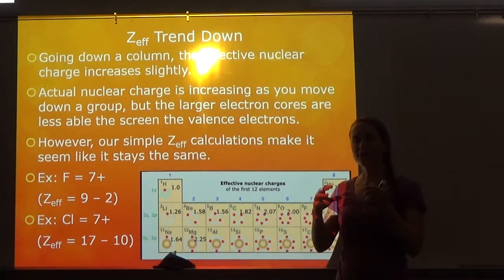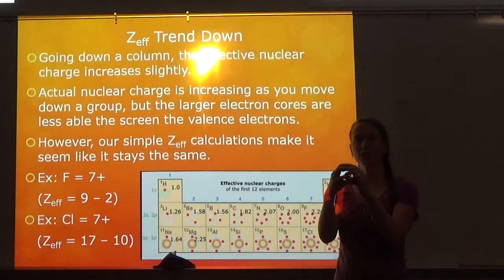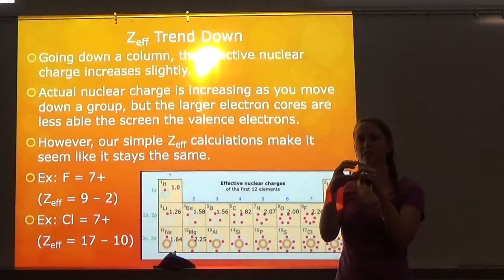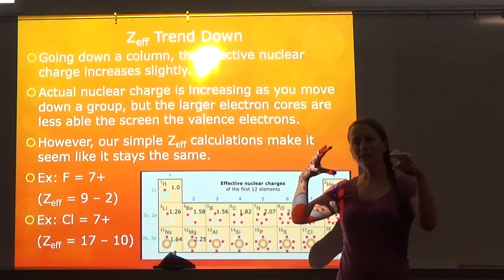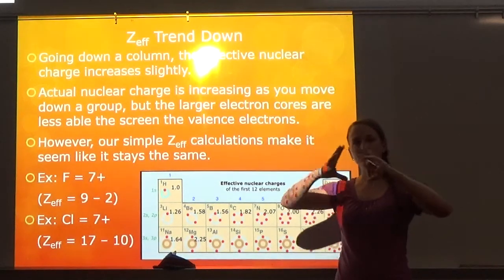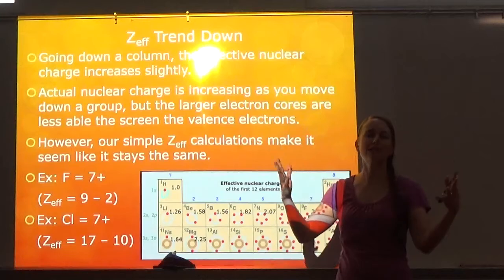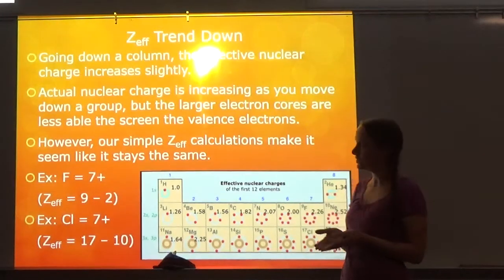So in other words, when you have a small set of core electrons, they're pretty good at shielding the valence. But as the core electrons spread out, think about having not that many electrons, but in a larger area, they're not as good at shielding the valence electrons.